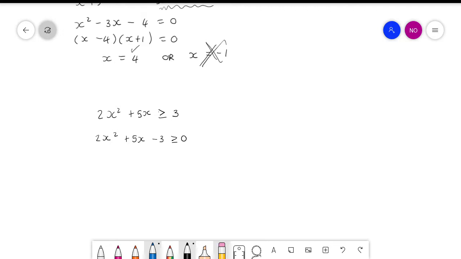Okay, so you are still allowed to go and say x is equal to minus b plus or minus root of b squared minus 4ac over 2a. Substitute your values. And then you get your two values that you will indicate on your parabola or on your number line.